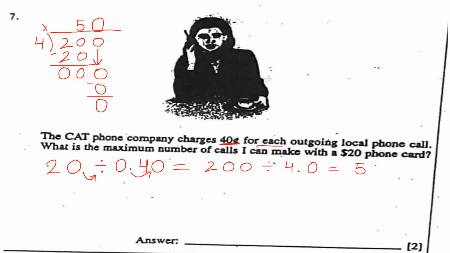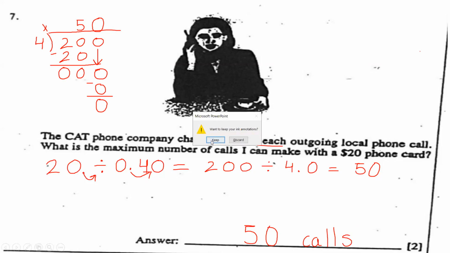If I have $20, and each call costs 20 cents, then the maximum number of calls that I could make with that $20 is 50 calls. So 50 calls. That's the maximum number of calls that I could make. All right. Move right along.